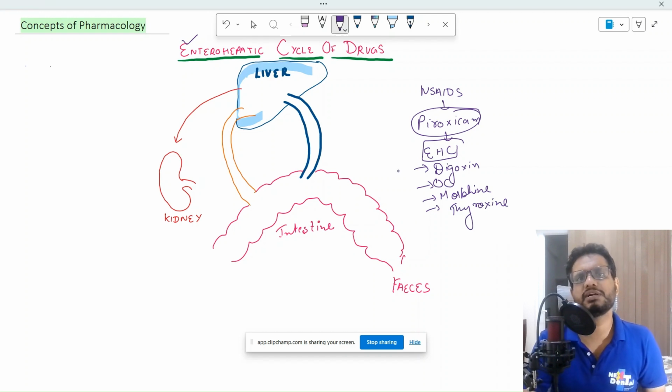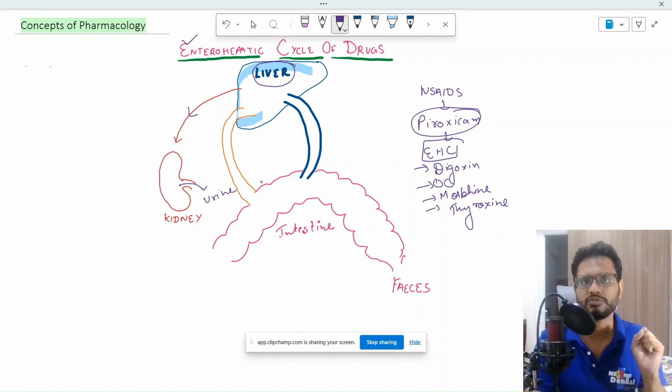Now, what is the function of the liver? The liver generally does the metabolism of the drug; drugs get metabolized in the liver. In phase 2 reactions there will be conjugation, and that is going to make the drug more water soluble, so that it can easily be excreted through the kidney, through the urine. This is something that we have to understand.